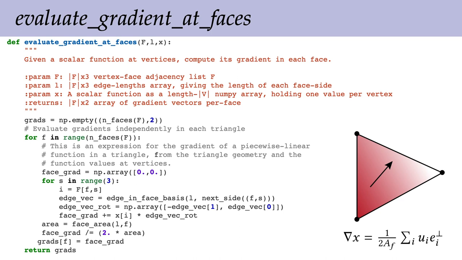Then, when we want to do something like evaluate the gradient of a scalar function, we can just use a standard expression for a piecewise linear gradient, but apply it in our little local 2D coordinate system. And I'm going to start moving a little bit faster through these functions because these are just direct translations of formulas from the heat method paper. So here on the left, we have our Python code that for each face of our triangulation, given a scalar function at vertices, computes the gradient of that scalar function represented in the local basis of each face.